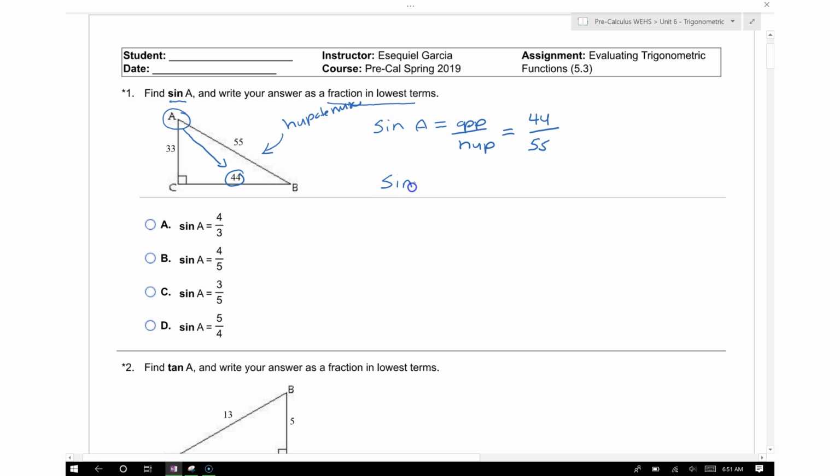So we know that sine of A is equal to 44 over 55, which has a common factor of 11, so it's 4 over 5 when you simplify. So sine of A is 4 over 5. Your answer is B.